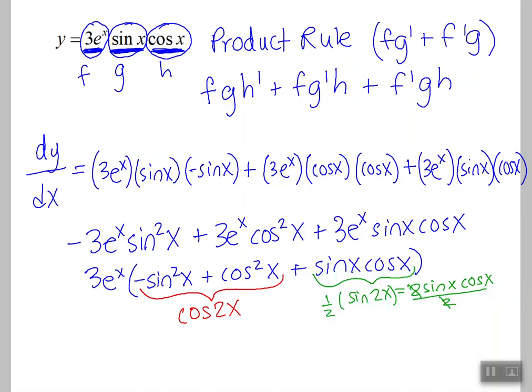So let's write our most simplified version. 3e to the x times cosine 2x plus 1/2 sine 2x. Make sure you know your identities.